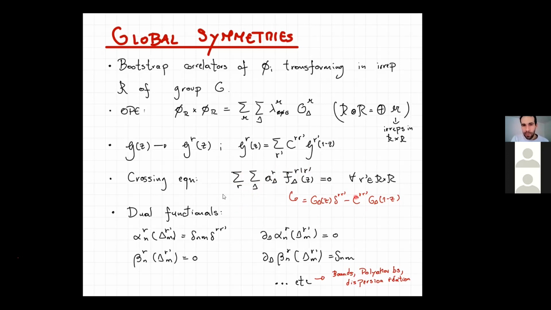So anyway, it's very similar to what we've done in these lectures. You just add some extra indices, and now it's possible to construct functionals that are dual to these crossing vectors. Again, you just add some extra labels that depend on this representation, and then everything follows. So it's possible to find functionals satisfying these properties, and from these functionals you can get bounds, you can get a polyakov bootstrap, you can get a dispersion relation. So everything is the same. You just add some extra indices and you put in a bit of work, but it's possible to do it.